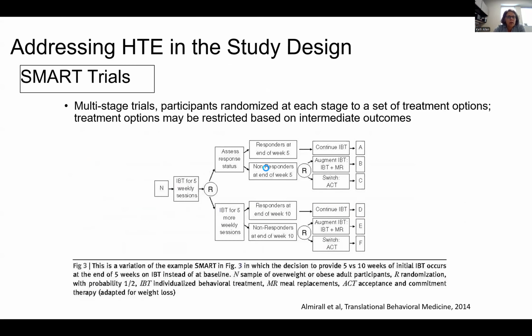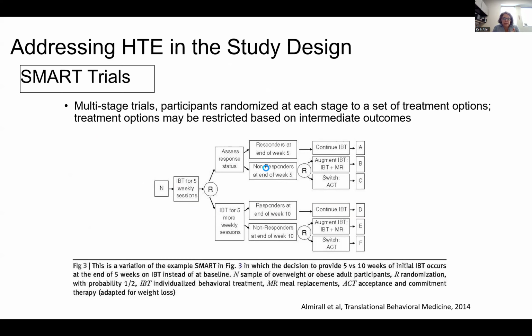Okay. I'm going to say just a little bit about SMART trials. I don't know if we mentioned at the outset, but Sandra and I are kind of repurposing our talks from ACR Convergence, and there was a whole separate talk on SMART trials. I'm not going to completely replicate that, but I think it's an important aspect of looking at heterogeneity effects in study design. So in these types of trials, participants are randomized at each stage to a set of treatment options.